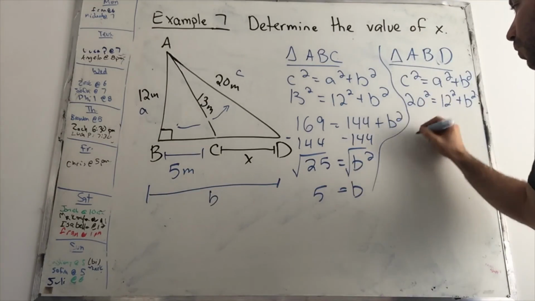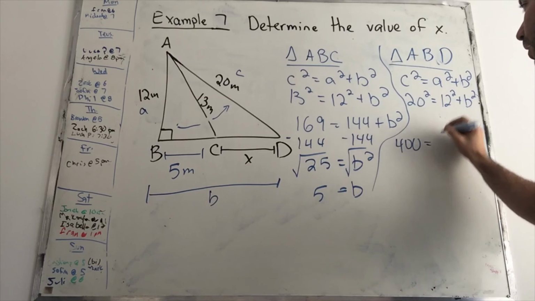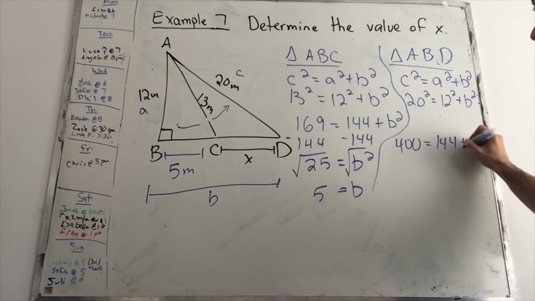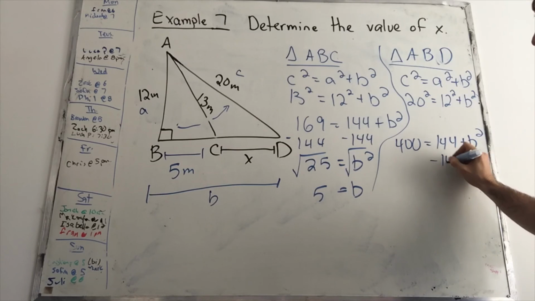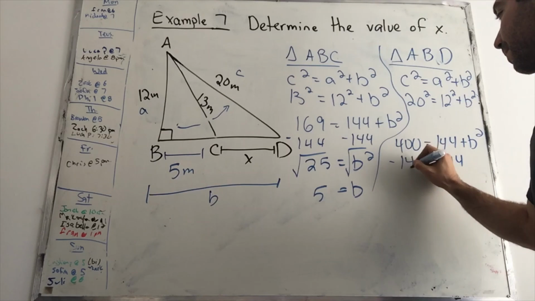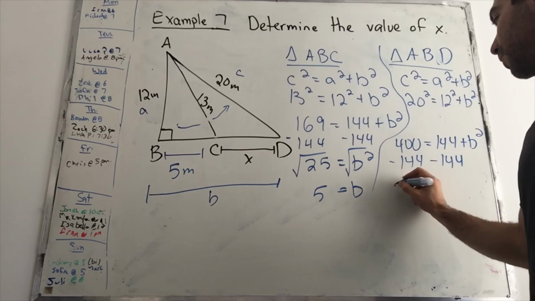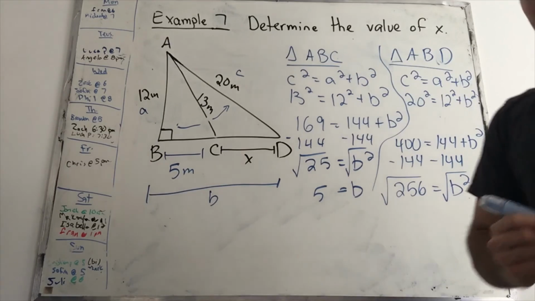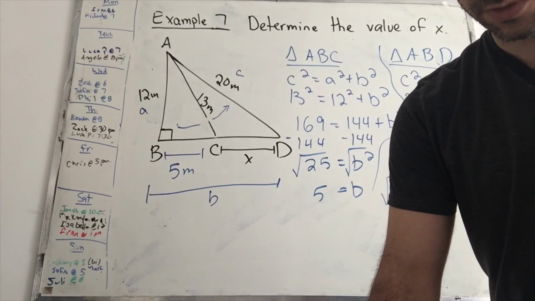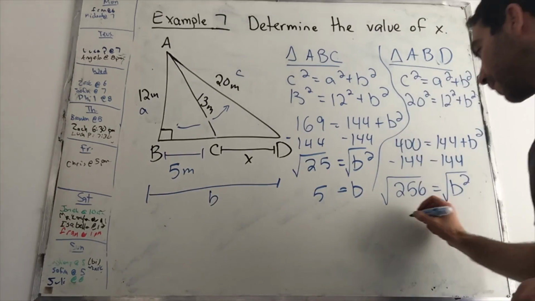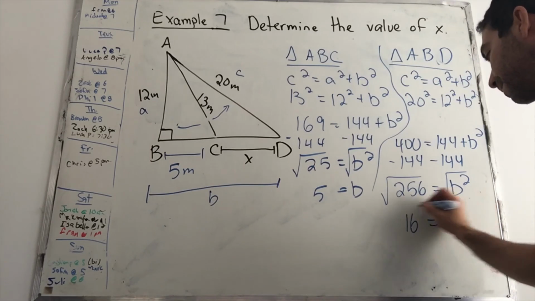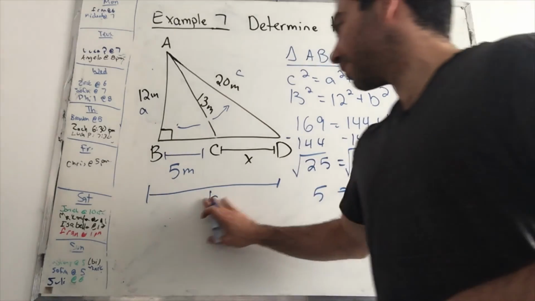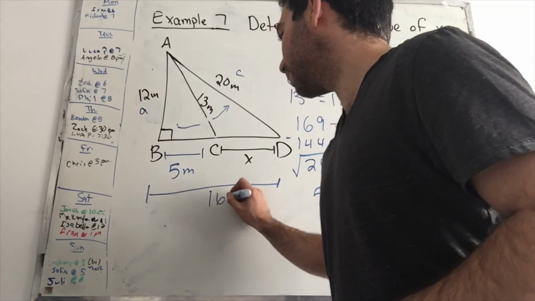Okay. So 20 squared is 400 equals 12 squared, 144 plus B squared. Subtract over the 144 and we get 256 equals B squared. Last step, square root, and we get 256, right, 16. 16 equals B. Our new B is 16 meters here.